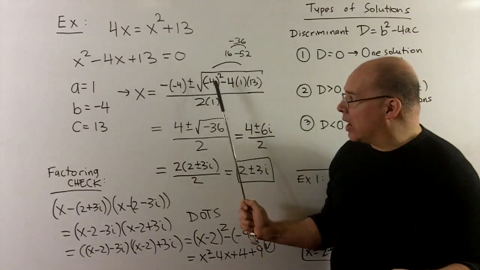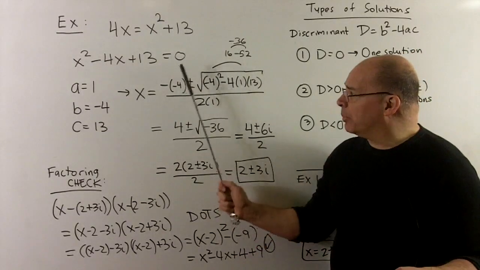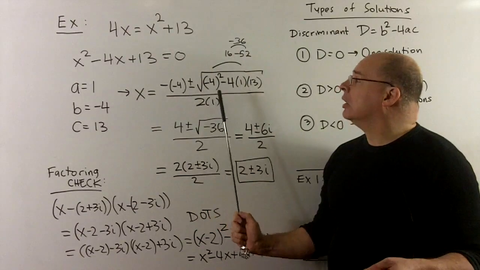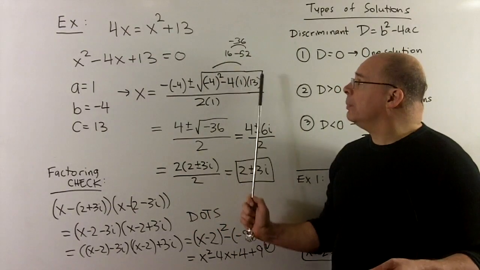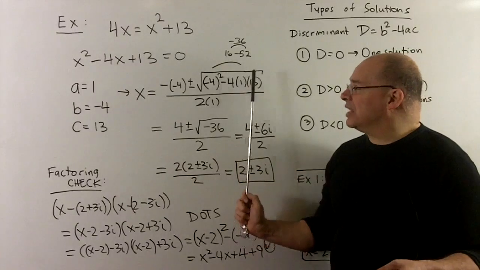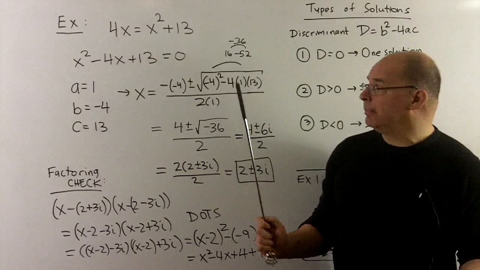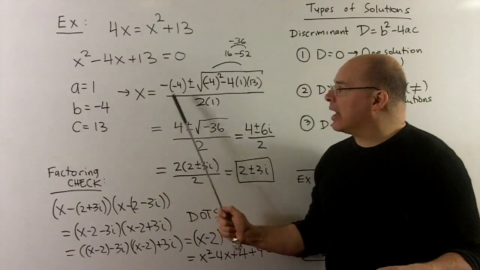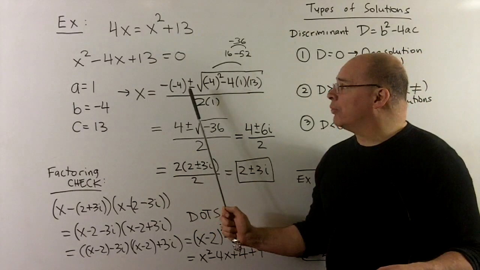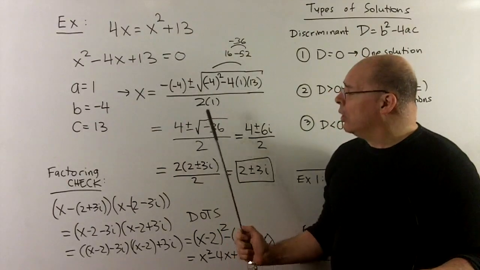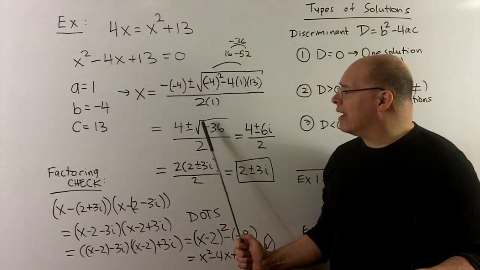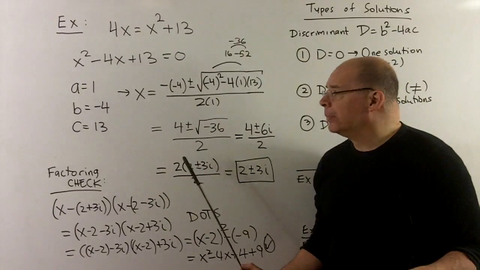What's under the radical? We need to take care with the negative 4, so I put that in parentheses. 16 minus 52 is going to be a minus 36 under the square root. So this will have complex numbers in it. Out in front, I've got a minus 4, which is going to go to a 4. So our answer will go to 4 plus or minus the square root of minus 36, over 2.